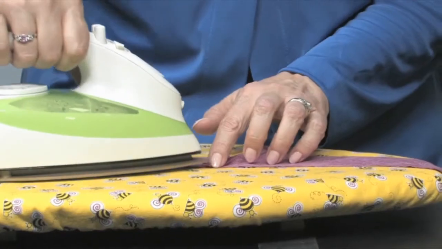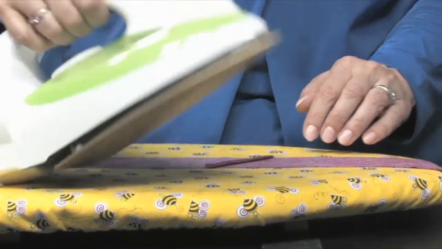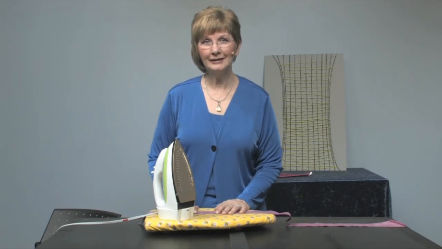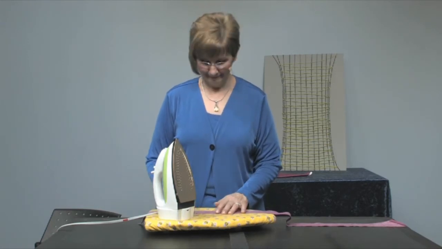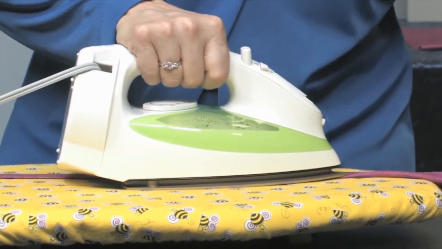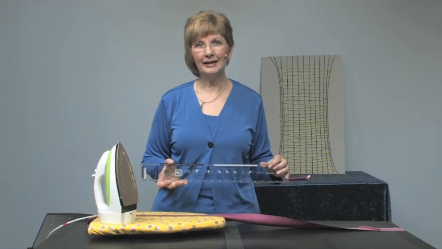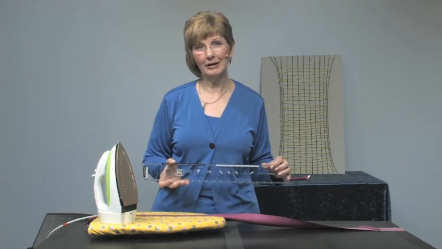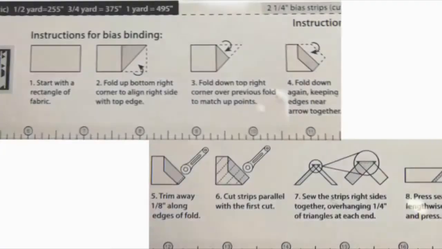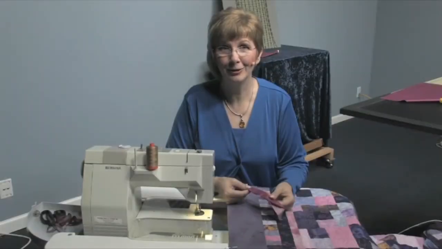Press open all your seam allowances because this will help reduce bulk in your binding. We're now going to fold wrong sides together to make our binding. These folding, pressing, and cutting steps are all illustrated right on the ruler, so you don't have to lose a piece of paper. We're now ready to sew our binding onto the quilt.